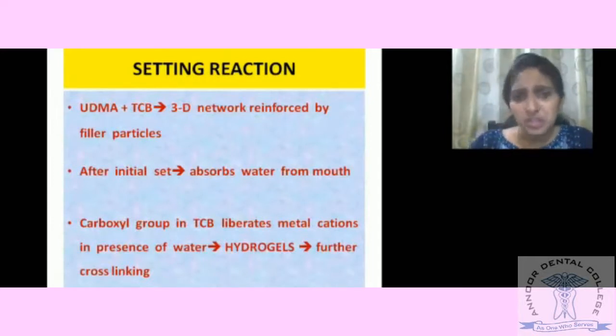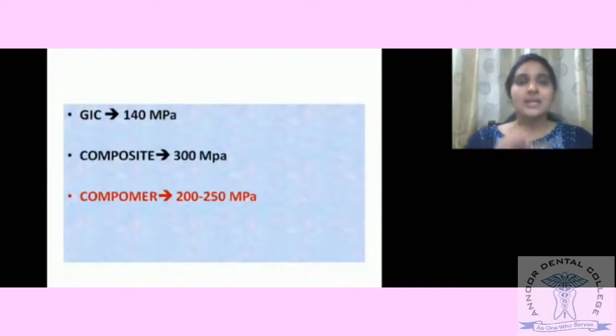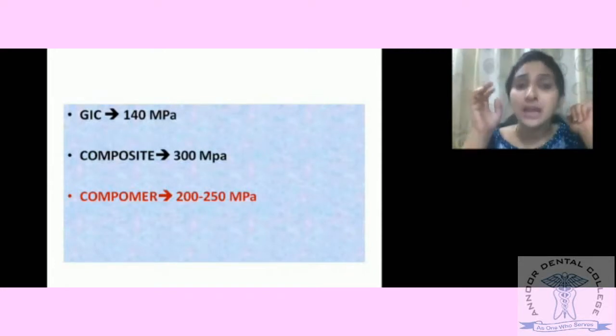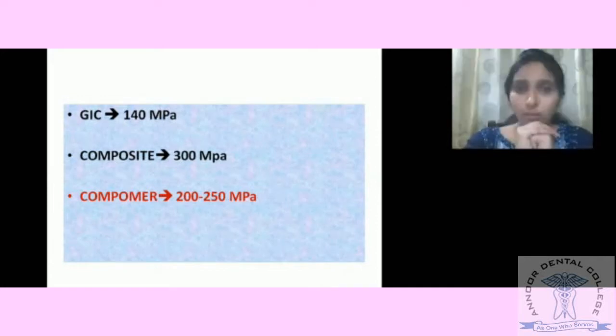After an initial set, it absorbs water from the mouth. A carboxyl group of the TCB liberates metal cations in the presence of water, forming hydrogels, which further helps in cross-linking. Normally for glass ionomers the compressive strength is 140 megapascal, and for composite the compressive strength is 300 megapascal. So combining both the effects of glass ionomers and composite resin, the compomer compressive strength comes up to 200 to 250 megapascals.